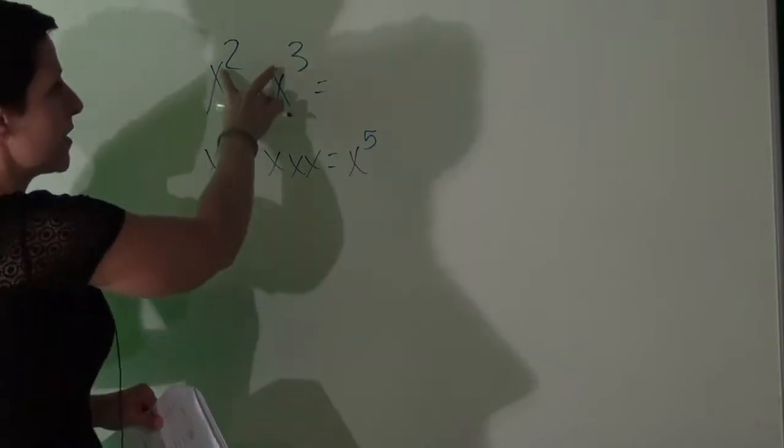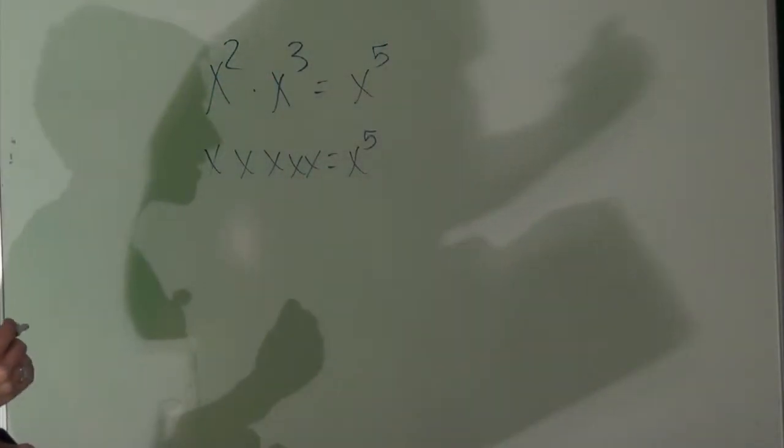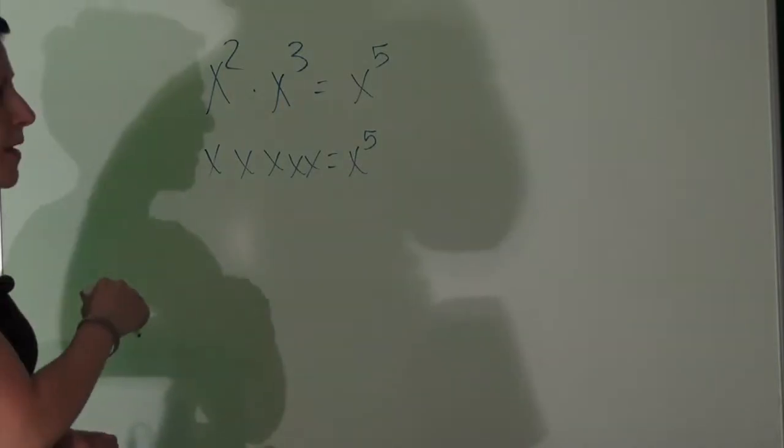So in this case, we could just do 2 plus 3, so we do get x to the 5th. So that's when we can add exponents. It's when we have the same base.